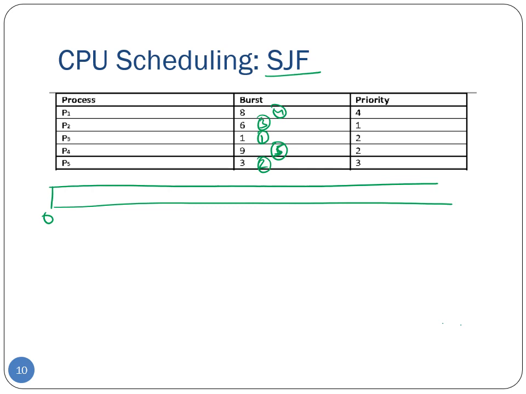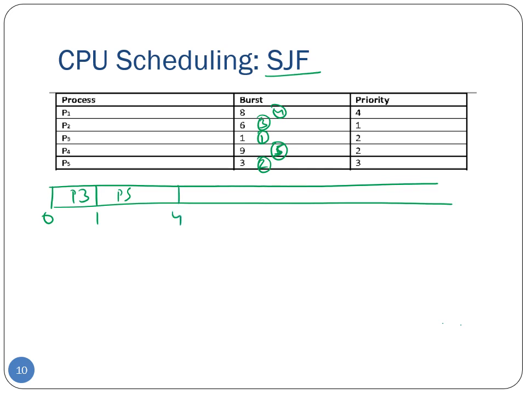So let's use this information to draw the Gantt chart. Let's say this is time 0. First we schedule P3, so P3 starts here. Its CPU burst is just 1, so it will finish at time unit 1. After this, P5 would go. P5 has a CPU burst of 3, so it will finish at 1 plus 3, 4.